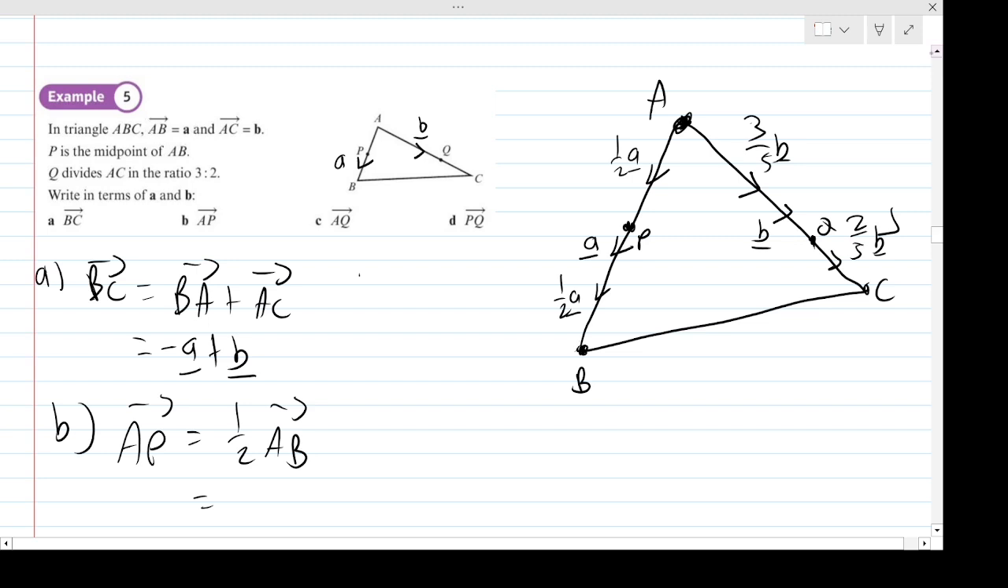AB is A, right? AB is A. So it's going to be half of A. And that's really it, right? Which hence how we got half A there.